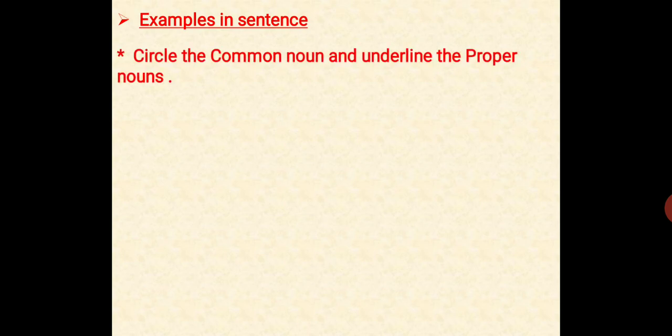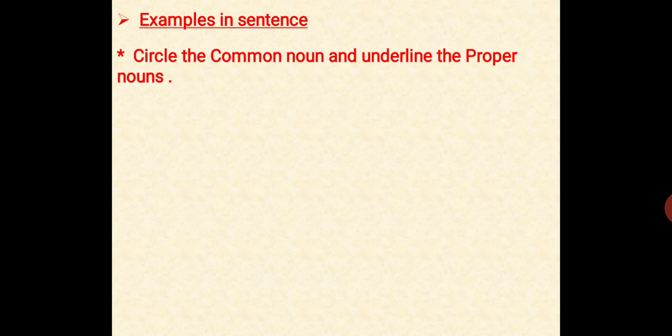So, let's see the example in the sentences. First of all, just read the heading of the question. What does the heading say to us to do in this exercise? Circle the common nouns and underline the proper nouns. The meaning of the heading is whenever you find the common noun in the sentence, you have to circle them, and whenever you get the proper noun in the sentence, you have to underline them. Okay?